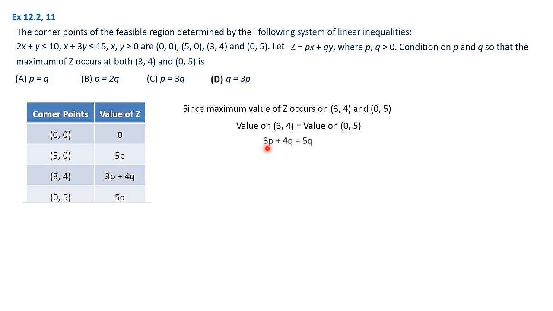And here 3p plus 4q is equal to 5q. Then we get 3p is equal to, bringing the 4q to the right side, 5q minus 4q, that is 3p is equal to q. So 3p is equal to q, that is option number D. So the value of z will be maximum if q is equal to 3p, that is the way it is given to us, since we got 3p is equal to q. So D is the correct answer.